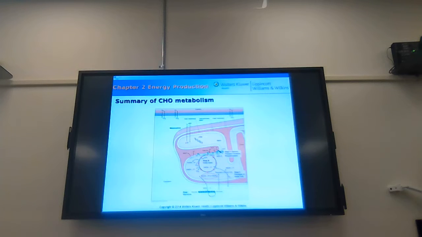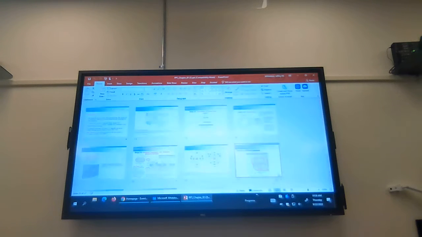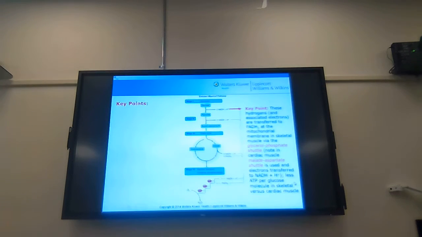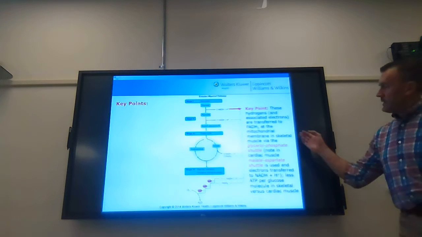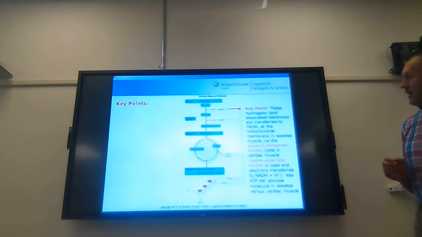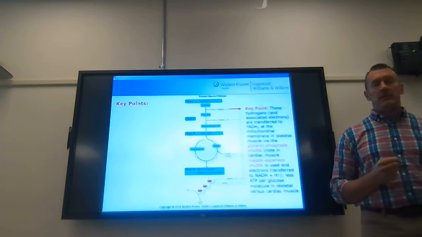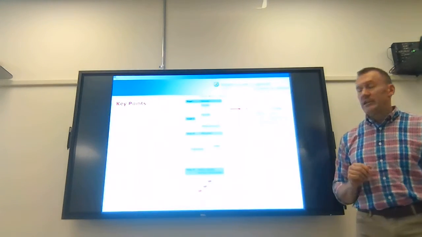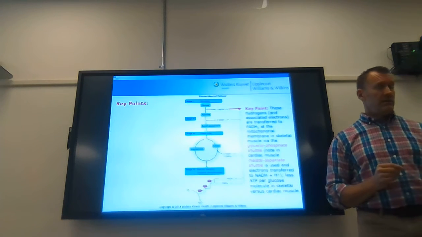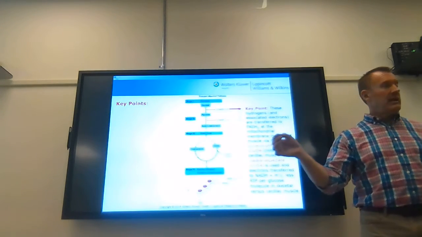So let's go back just a little bit. In skeletal muscle, there's a different shuttle to bring those hydrogens into the mitochondria. It's actually NAD passing those hydrogens to FAD. So skeletal muscle uses the glycerol phosphate shuttle, whereas in cardiac muscle, it's the malate aspartate shuttle, which is NAD to NAD.